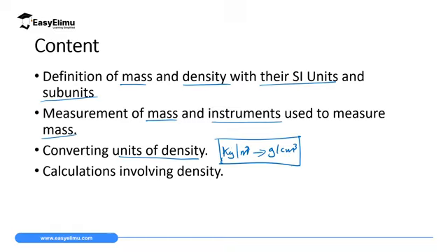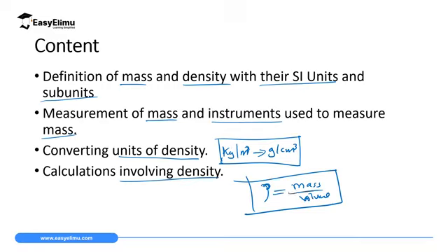We are going to handle a few examples which involve density, and in this case we are going to see the relationship between density and mass, like density, which we call simply rho, is equal to mass over volume. So density is a derived quantity of mass and volume. That's what we are going to learn as we proceed.